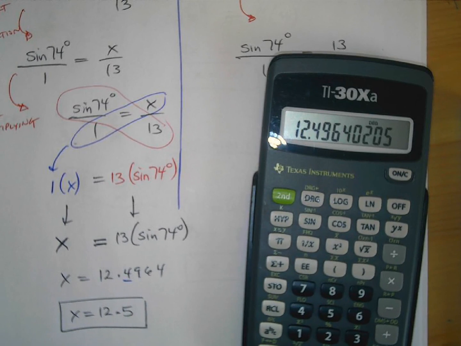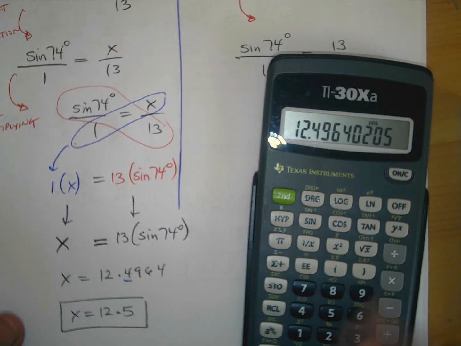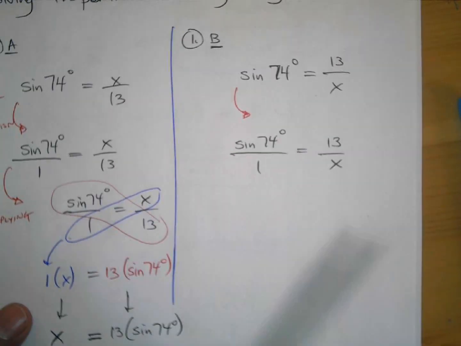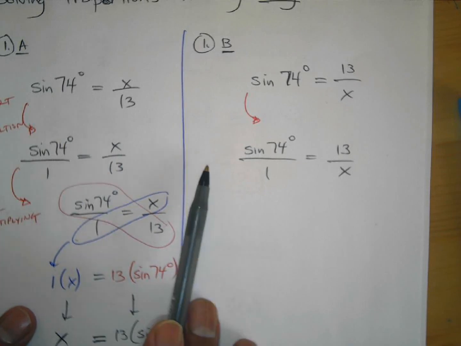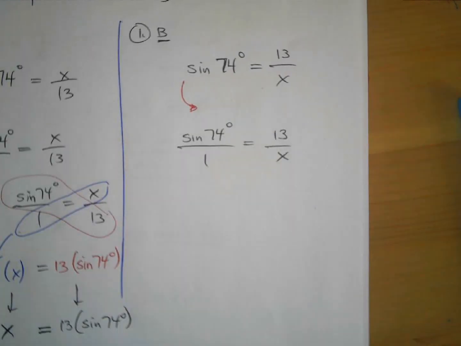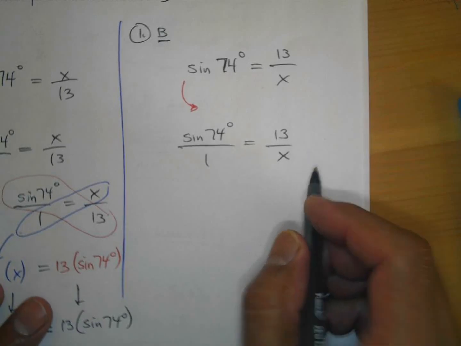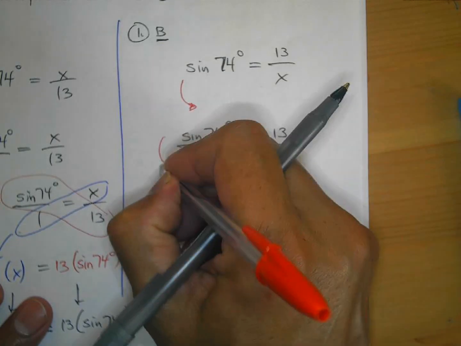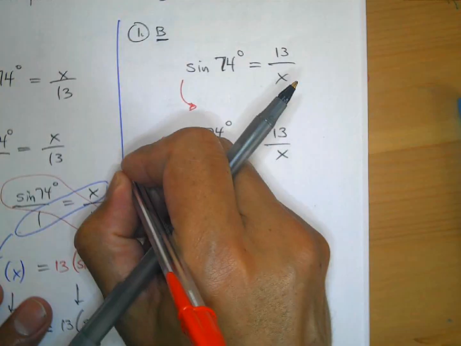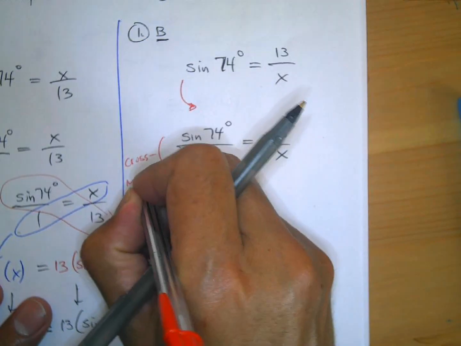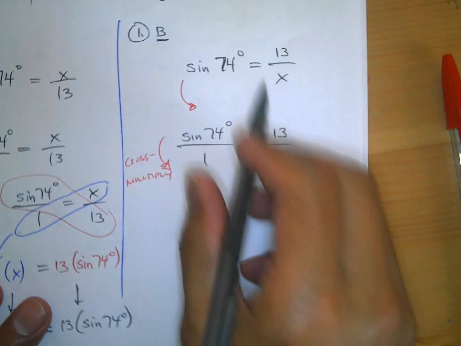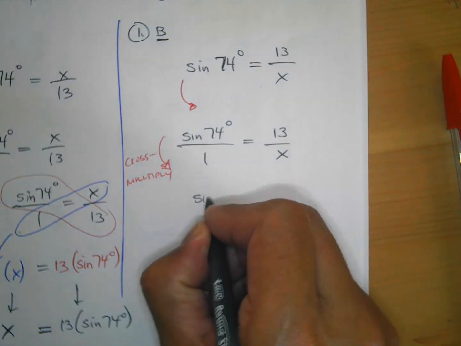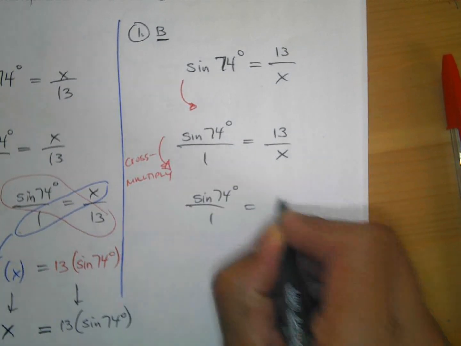All right, let's look at this one. If you get this type of problem, it's going to be straightforward. But this other one here, this is the tricky one. It looks exactly like this. I'm using the 74 and the 13, but watch what's happening here. I set it up as a proportion. Now I'm going to cross multiply, right? I'm ready to cross multiply. And when I cross multiply, look what happens here.